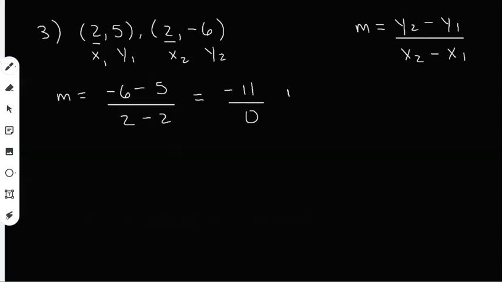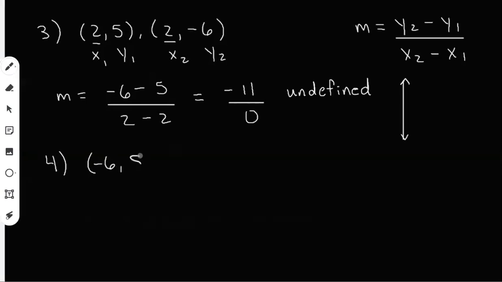That means that the slope is going to be undefined, since I can't divide by 0 and get a real number. And if you try to divide by 0 in your calculator, it'll tell you error. And since the slope is undefined, I don't really have a slope for my line. So that means it's going to be a vertical line. Okay, let's try number 4.